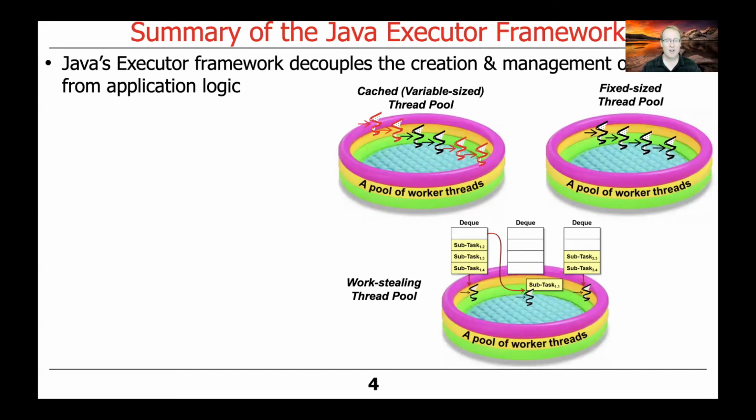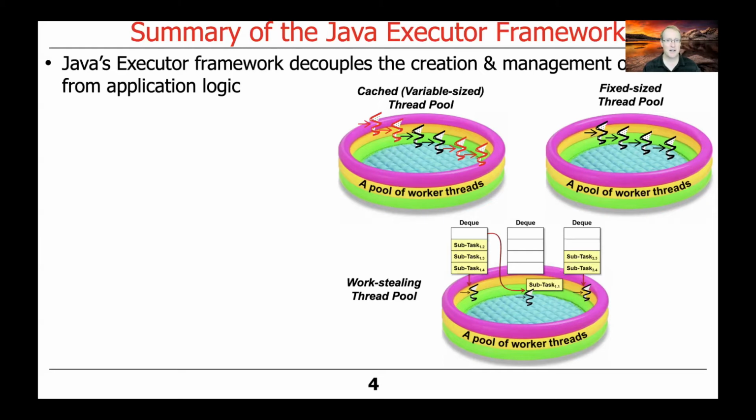At a high level, the main goal of the Java Executor Framework is to decouple the creation and management of threads, most commonly pools of threads, though it doesn't have to be pools of threads, from the application logic. The application logic is defined in terms of tasks, and the underlying Executor Framework interfaces and classes make it possible to run those tasks in different types of thread pools or thread configurations. And it's really easy to switch between them.